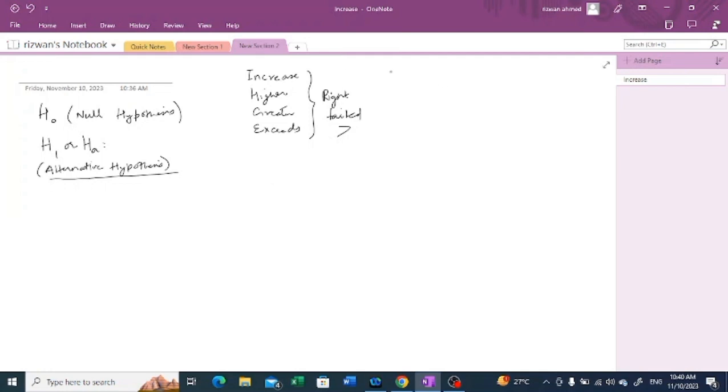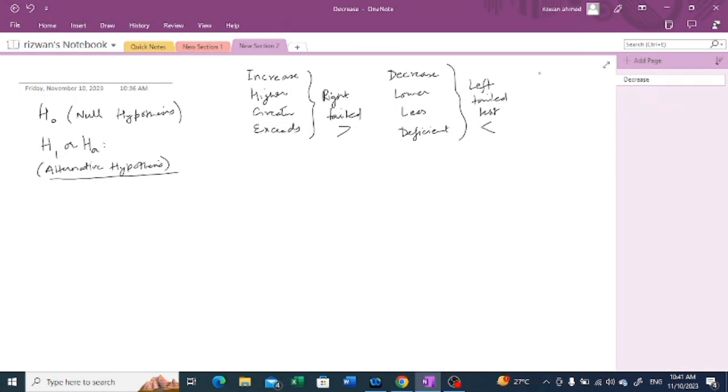Now let's talk about the antonyms of these words. The antonym of increase is decrease. Higher is lower or less, lower than or less than. Greater gives less as antonym, and exceeds gives us deficient. So when we are given these words in the question, we identify that test as a left-tailed test, and in that case, we indicate the less than sign in the alternative hypothesis.